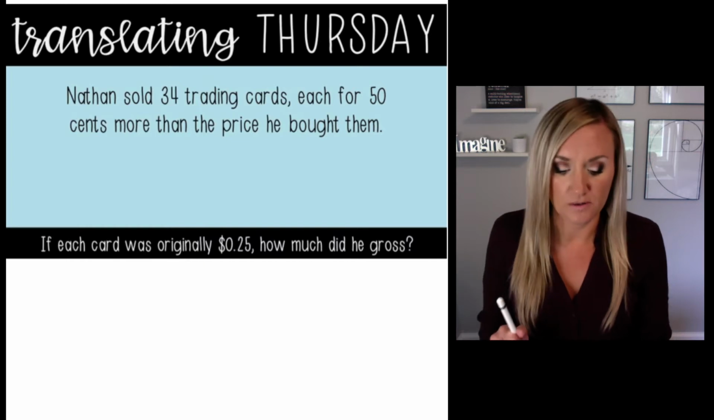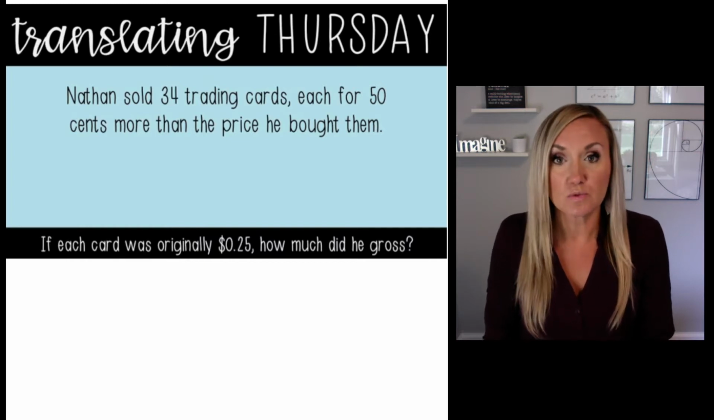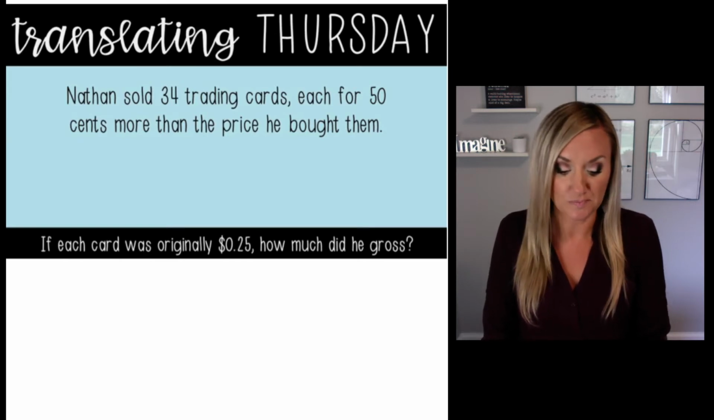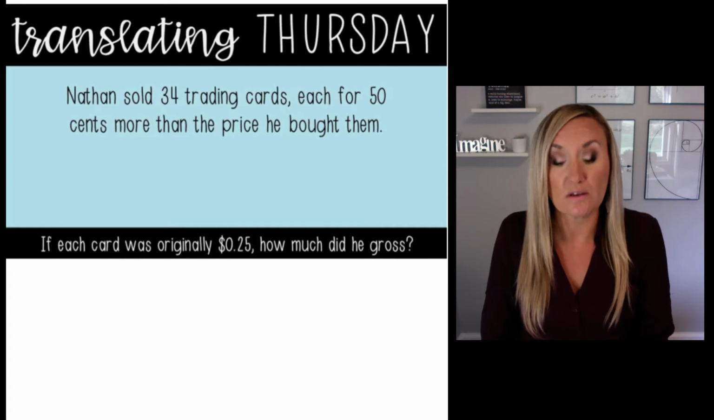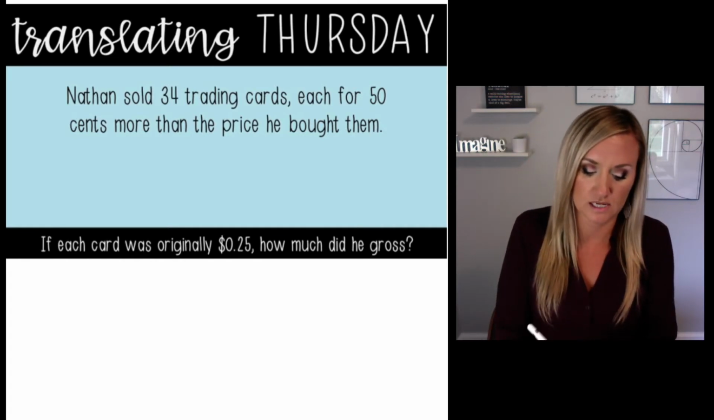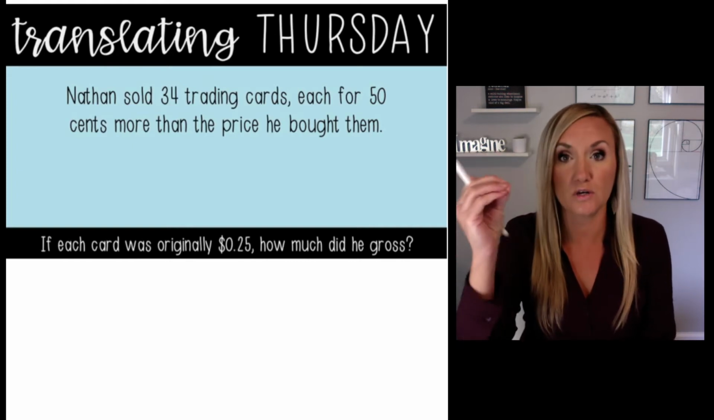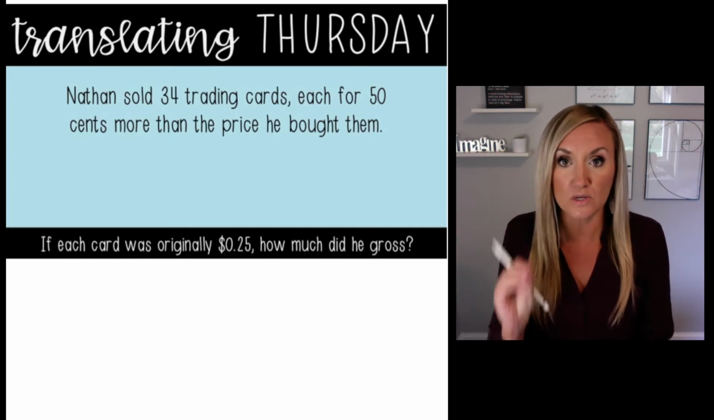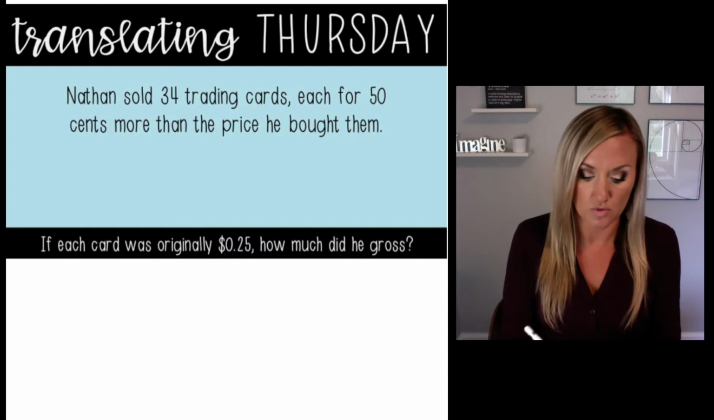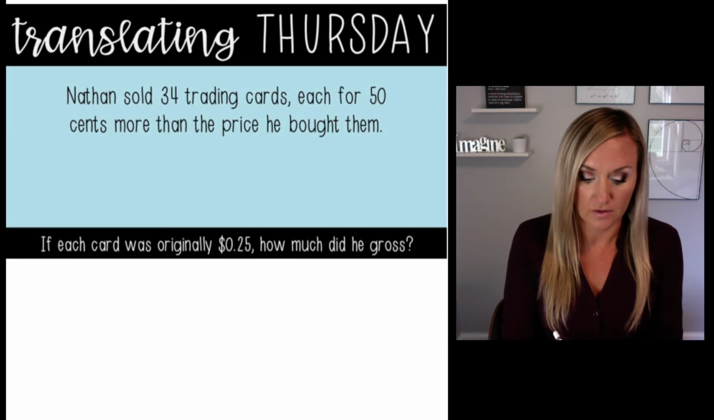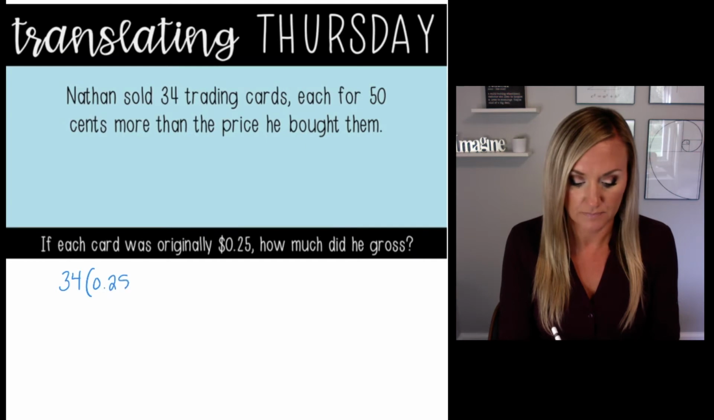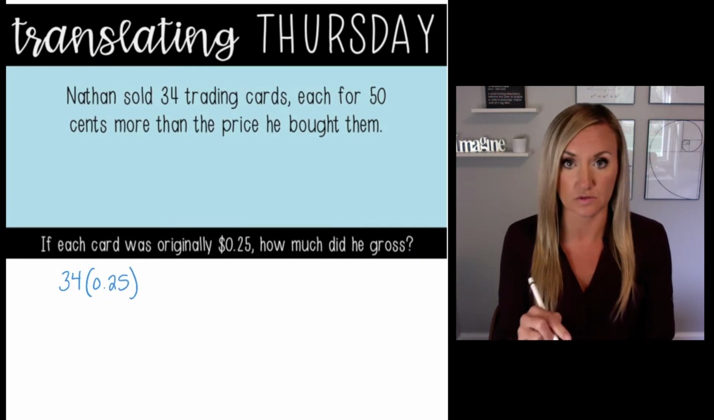Nathan sold 34 trading cards, and each was 50 cents more than the price that he purchased them. That's pretty cool. If each card was originally 25 cents, how much did he gross? Okay, so we have a lot going on here, so let's slow it down. 34 cards, and he originally bought them for 25 cents each. So let's do that math. 34 trading cards at 25 cents each is $8.50.